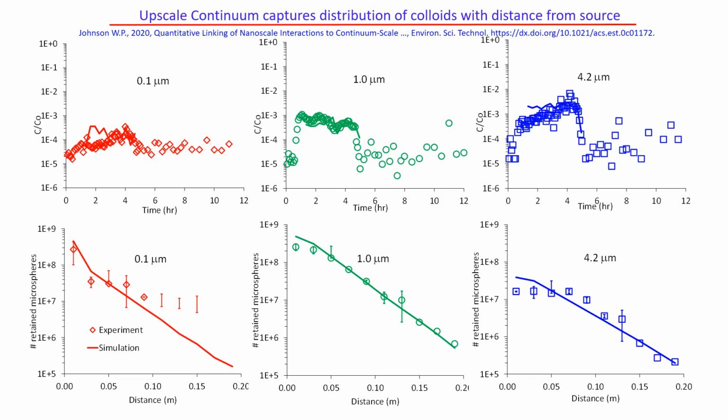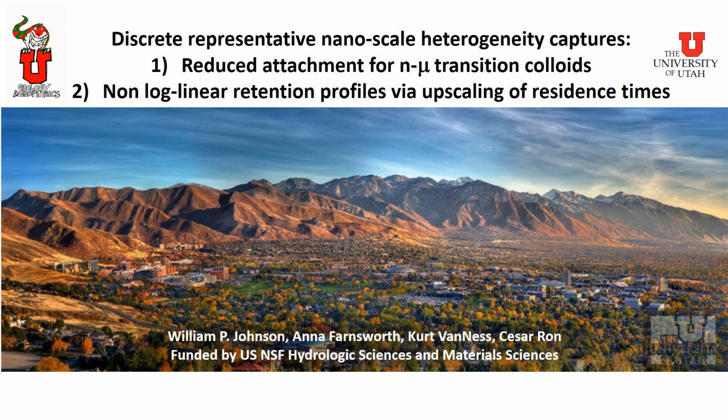And so the question is, could we use a scaling technique, doing simulations in a Happel cell for these representative sizes. And what we find is that by doing what we propose, we do significantly improve the fit to these breakthrough curves and profiles. And we capture this transition from hyperexponential to somewhat more non-monotonic retention as we go from 0.1 to 4.2 microns in size.